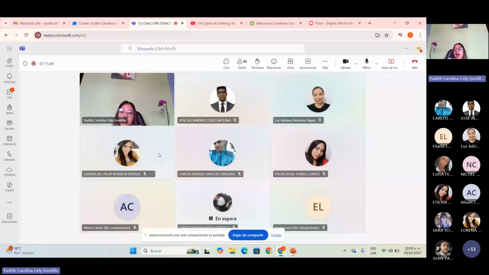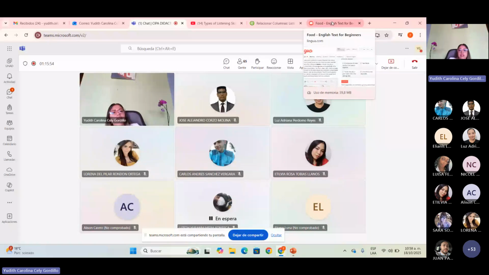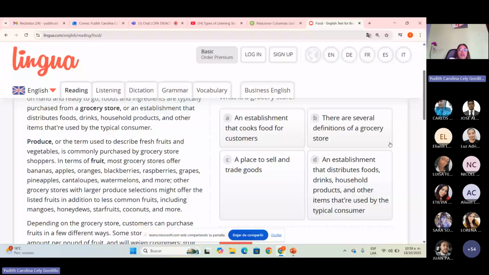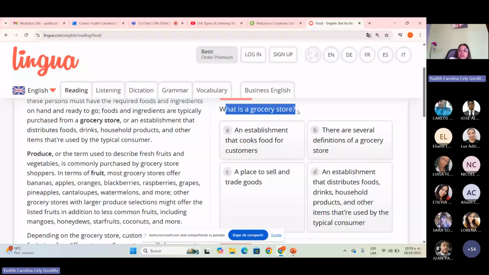Okay, this is about it. And now try to identify the answer. This is about the reading. You are going to understand the different parts. This is about the grocery store. What is a grocery store? Can you identify it in this?